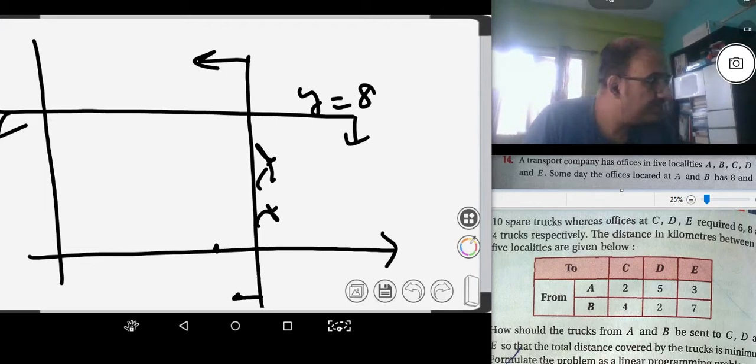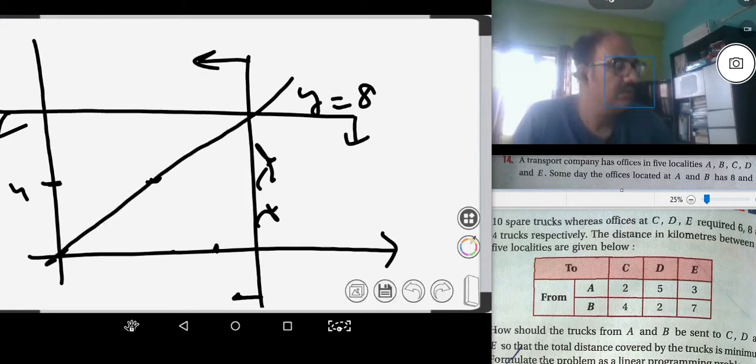And y is greater than or equal to x. y equals x is a line passing through the origin at 45 degrees. So 1, 1, 2, 2 are the points. So this is 4 and this is 4, somewhere here. I think y is greater than or equal to x, so that means this is the above part.